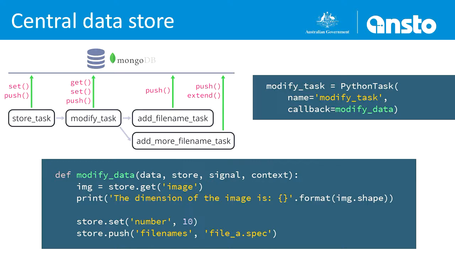And in this case, it has methods like get, set, push, and so on. So in this case, we get an object called image, which is nothing else than a NumPy array from that central storage. And then we just print its dimensions as you would do with a NumPy array. You can set a number. So that would set the field number to 10. And then you have a function, in this case push, where you can add elements to an array. Which means that if you have multiple tasks running concurrently, they can all talk to MongoDB at the same time, adding elements to arrays and averaging numbers. And this is how you do this.